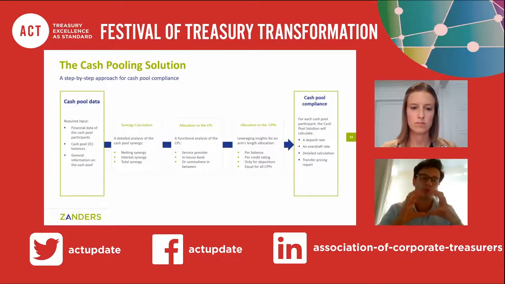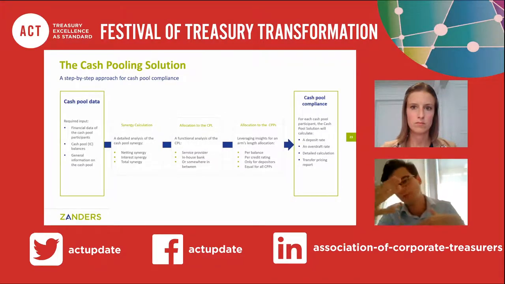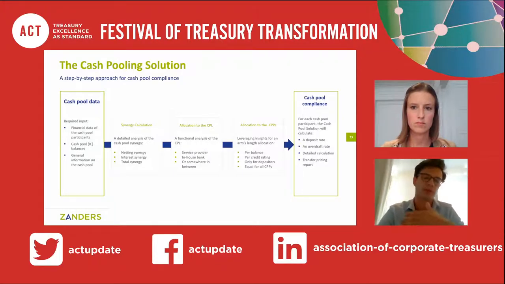Second part of data from your cash pool that you need are the cash pool balances, very often by day, of the last period. And so we see corporates repricing their interest rates on a quarterly or yearly basis. And so each time that you do that, you need the cash flow balance for the last period in order to set interest rates for the next period.